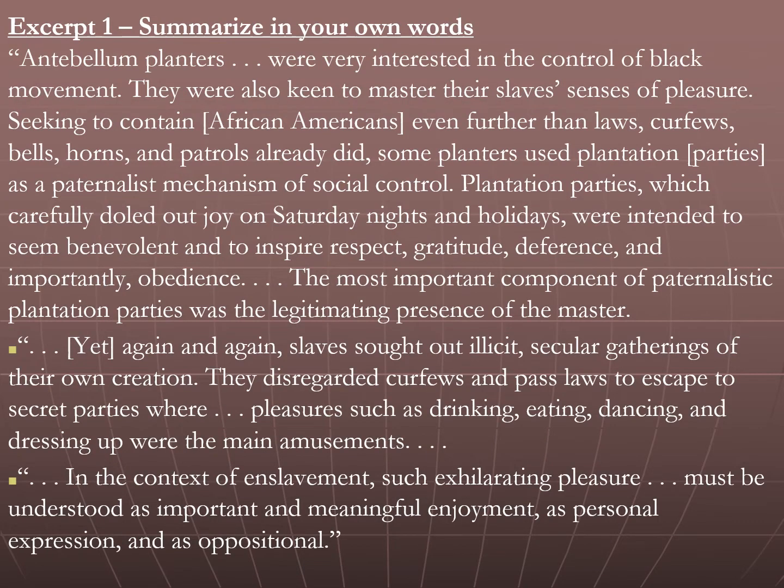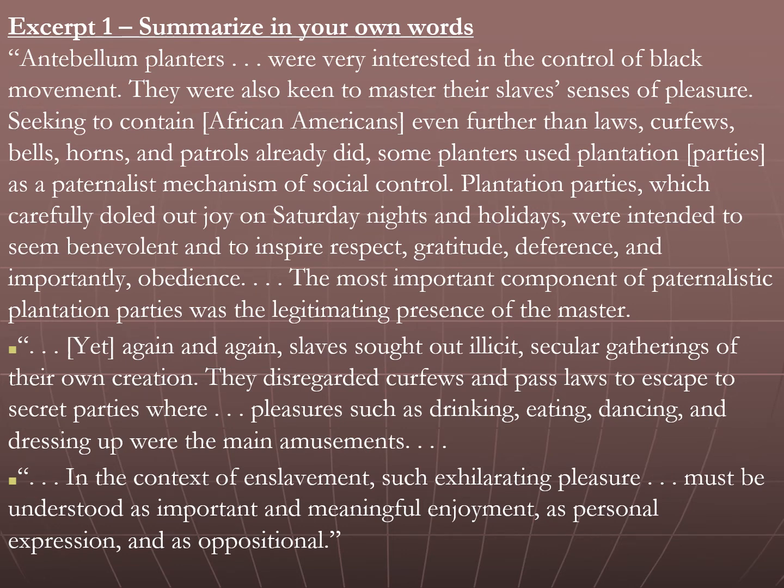On your classwork, you should see a space for excerpt 1. And what I want you to do right now is pause the video, and I want you to try to read excerpt 1 and summarize in your own words what you think excerpt 1 is saying. You should have paused the video by now to summarize it in your own words.